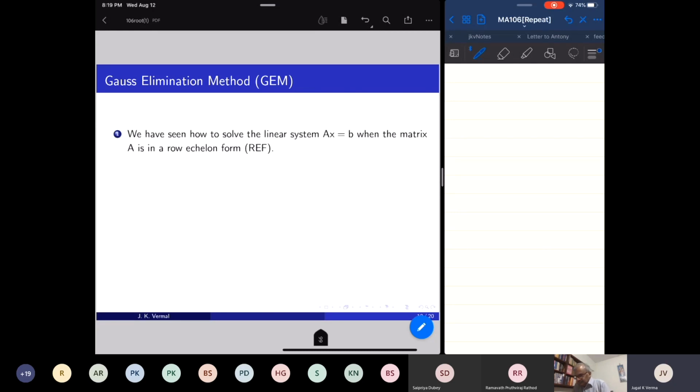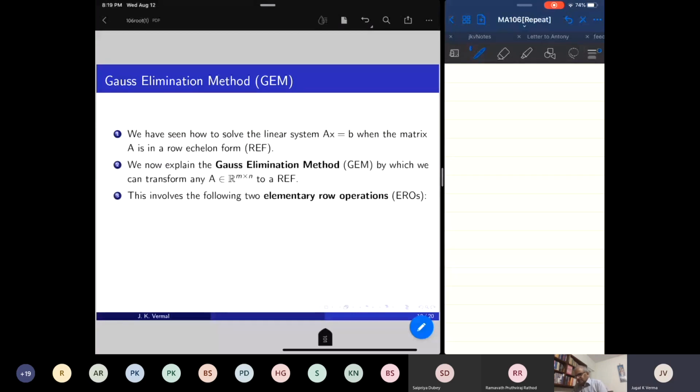So this involves two elementary row operations. Okay. So we extract the coefficient matrix, we then construct the augmented matrix, and we apply these row operations. So in that example, I showed you certain row operations which were used to convert the given matrix into row echelon form. We now make it a general algorithm.